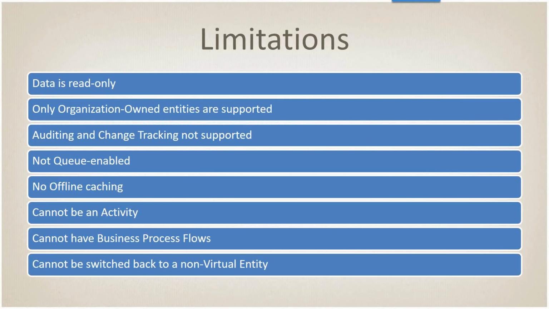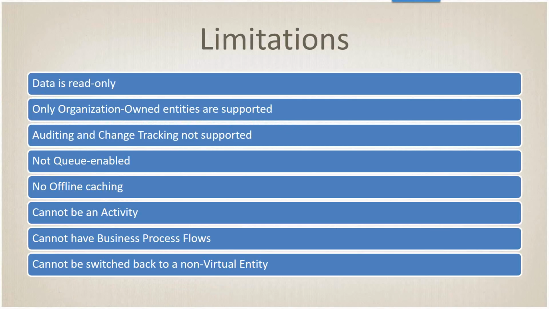So there are some limitations, of course. The biggest thing that you're going to see is this is read-only data. So you're going to be able to see it within Dynamics 365, but you can't edit it in any way. And therefore, since you can't edit it, the things that make up the data, editing things, are not going to be enabled. So for instance, skip this first one, but auditing and change tracking. We can't enable it for queues. There's no offline caching. It cannot be an activity type.